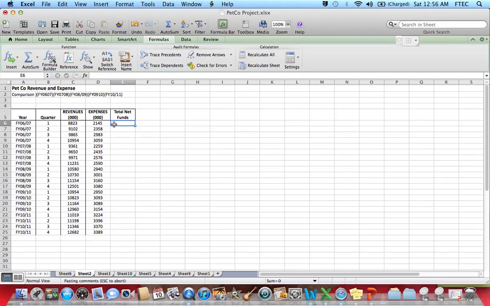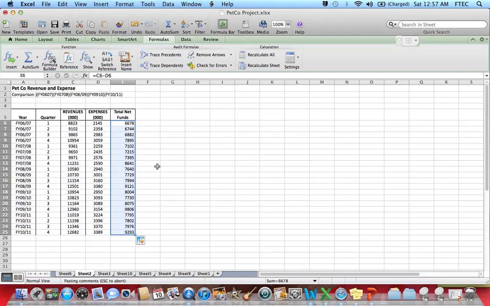In order to get your total net funds, you're going to want to take your total revenues and subtract your total expenses. And you're going to want to bring that cell all the way down. And that's how you get your total net funds.